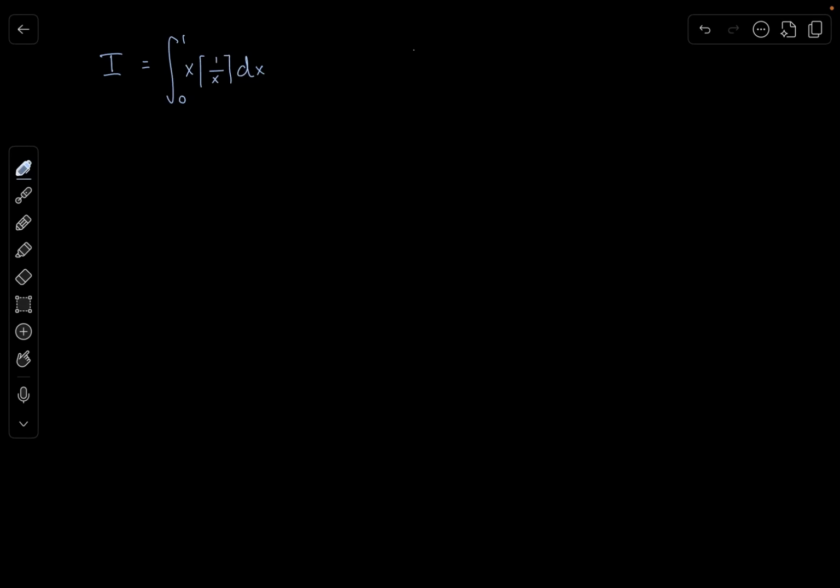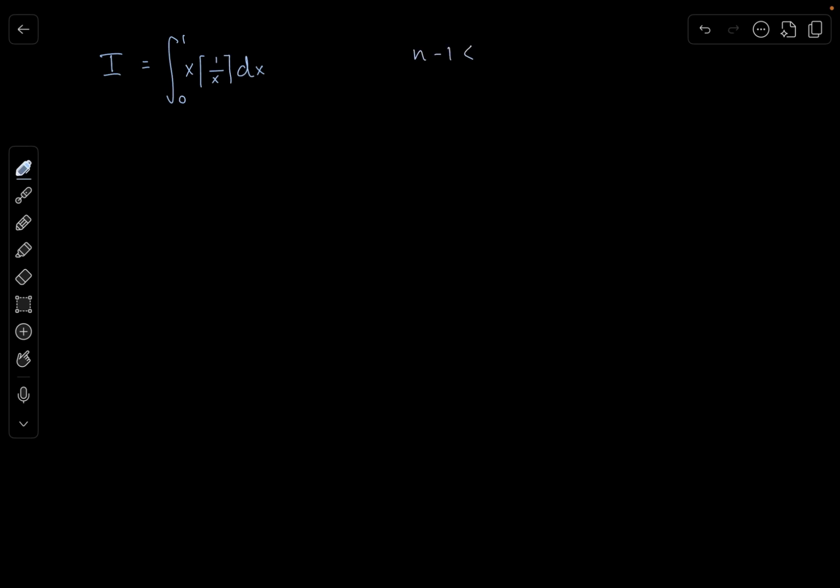So today we're going to solve the following integral. I is equal to the integral from 0 to 1 of x times the ceiling function of 1 over x dx. And so the first thing we're going to do is set up an inequality.